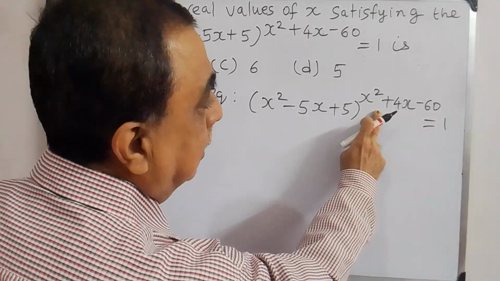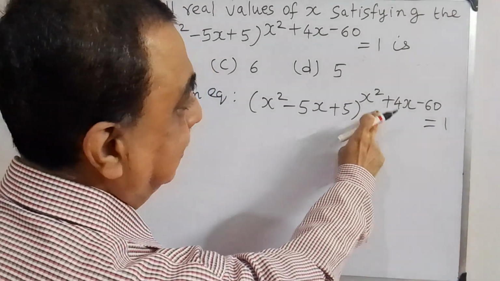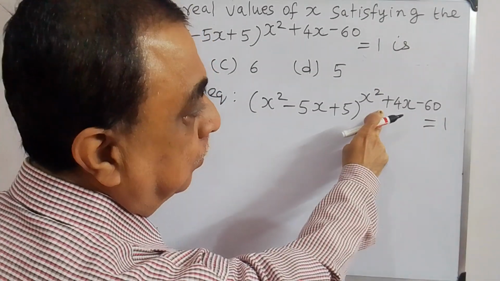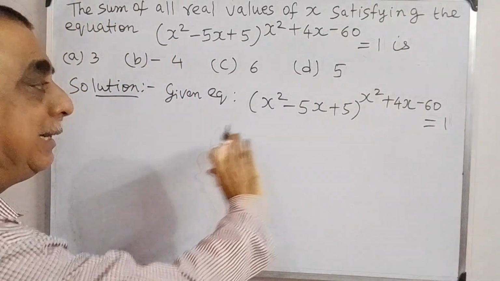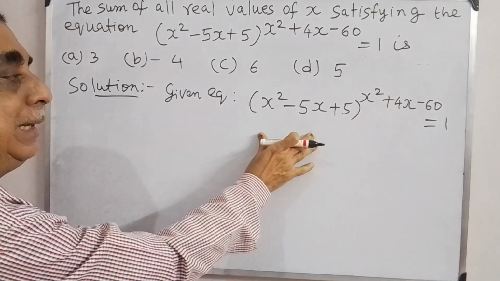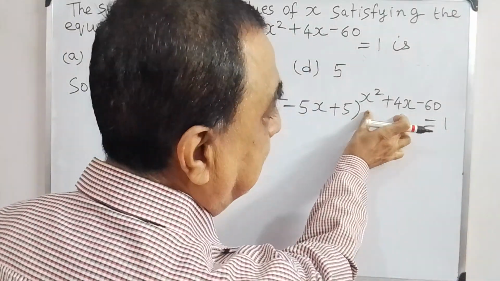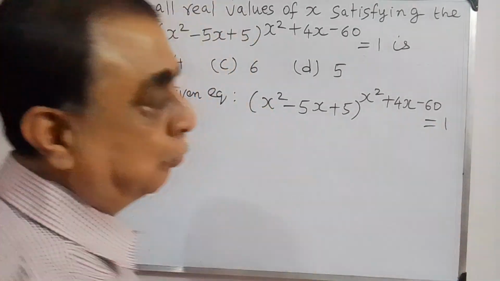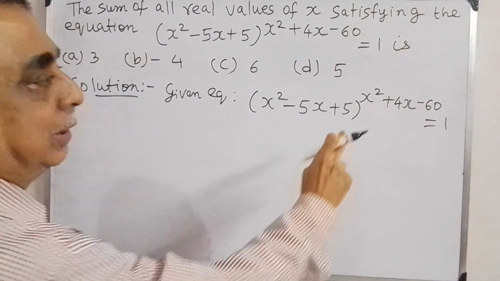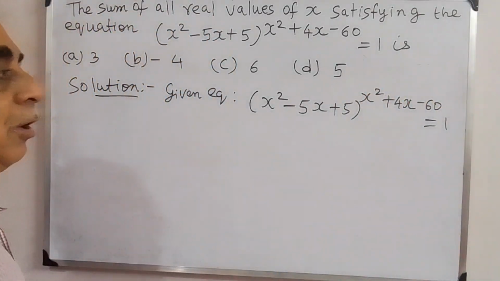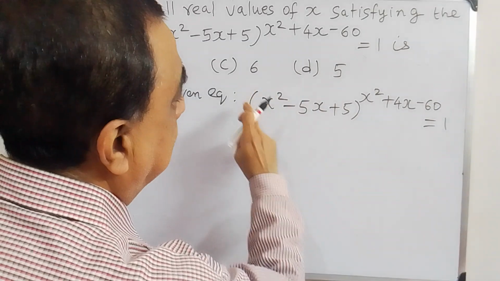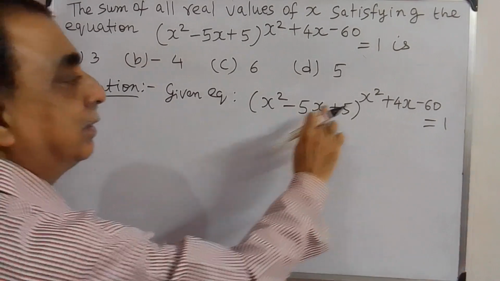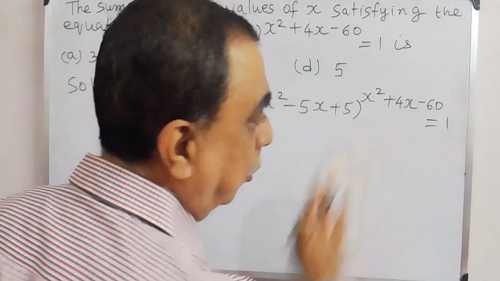Either the power, that is the index, is 0. When the index becomes 0 for any base, the value of that expression becomes 1. That is the first option. The second option is that the base is 1. If 1 is the base, 1 raised to any power will always be 1.